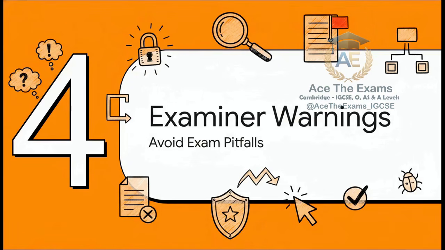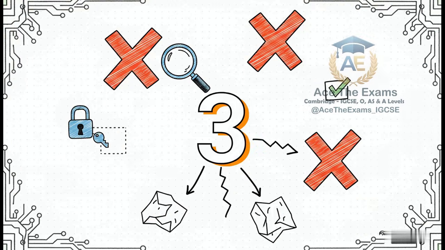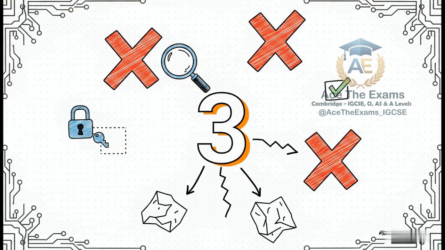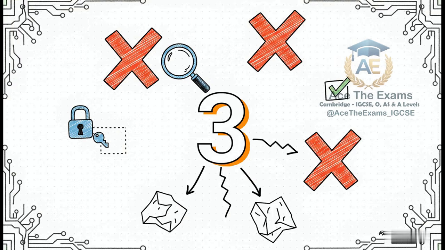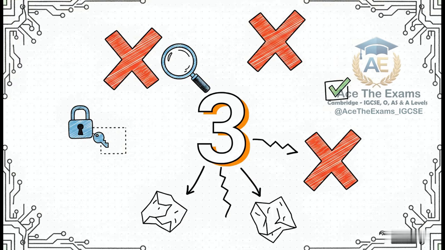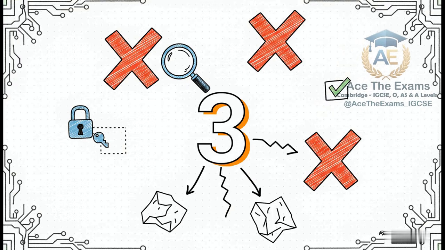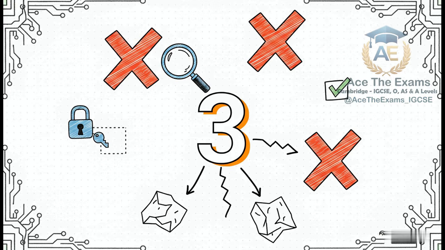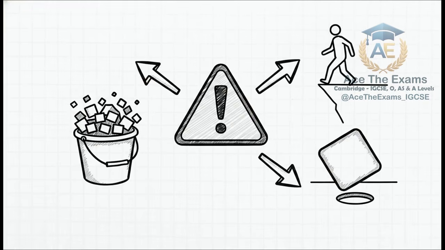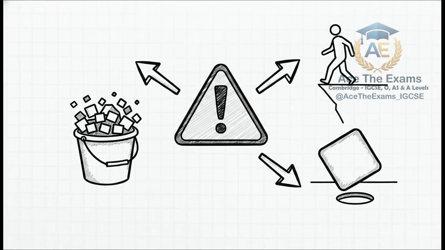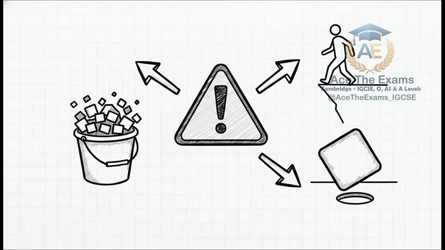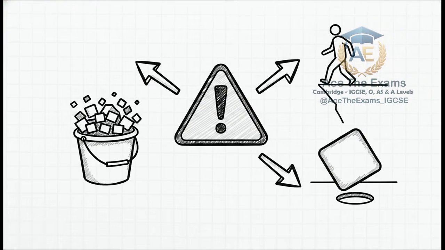Phase 4. Examiner warnings. According to the principal examiner reports, there are exactly 3 critical mistakes that consistently cost students easy marks every single year. These are the hidden laser grids in our heist. Let's make sure you aren't tripping them. Mistake number 1. Students completely forget to check for overflow when evaluating authentication algorithms. You have to show you understand hardware limitations.